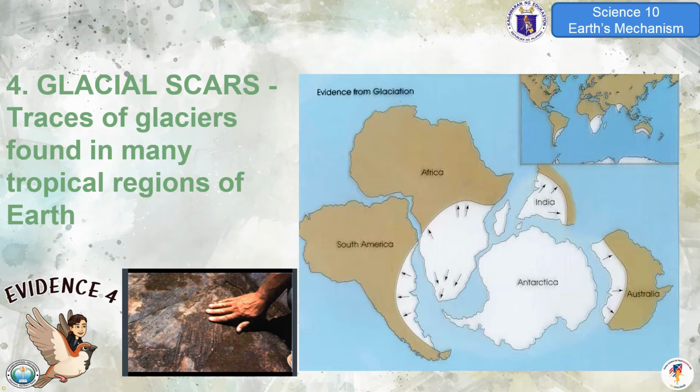As you can see here, when the ice melted, it left imprints or scratches on the rock, which goes to show that even though these continents now are located near the equator, they still have traces of glaciers, which goes to show that these continents shared the same locations.